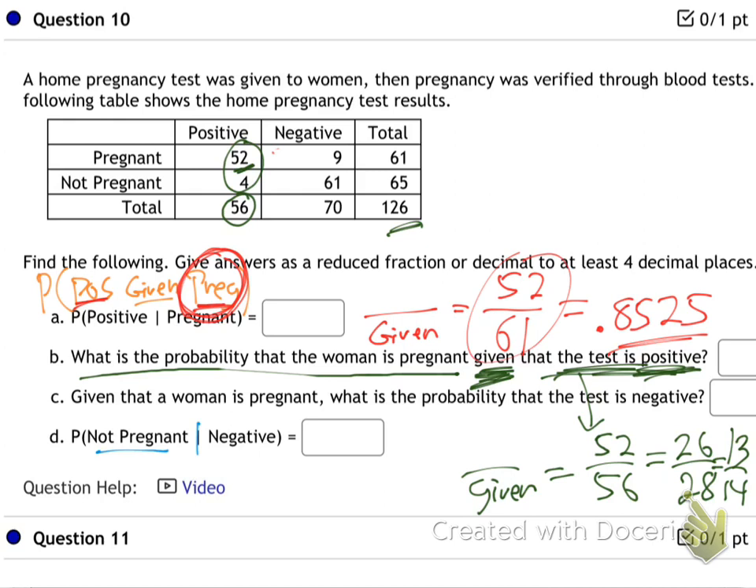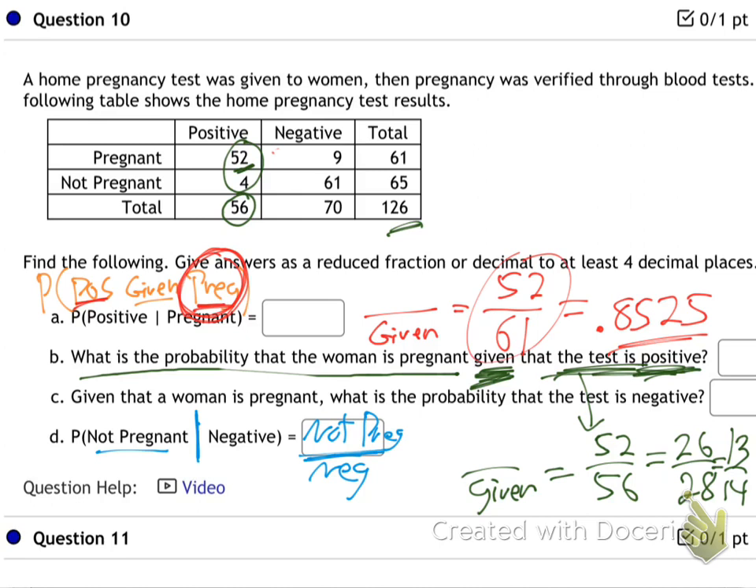Probability not pregnant. This is the given line thing here. Given negative. It kind of looks like a fraction. You could treat it that way. That'll work nice. That's really what we're doing, right? Not pregnant over negative. It's like a sideways fraction. Just make it a vertical fraction. You're right on track.